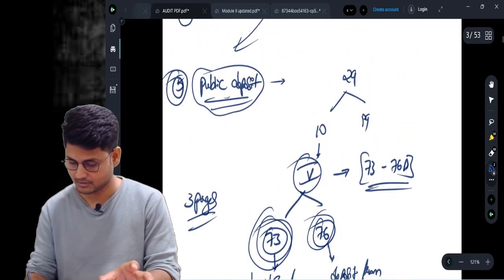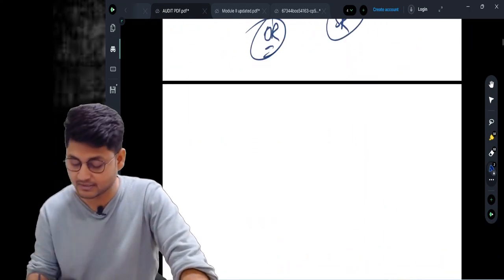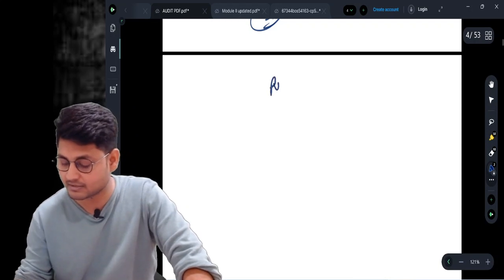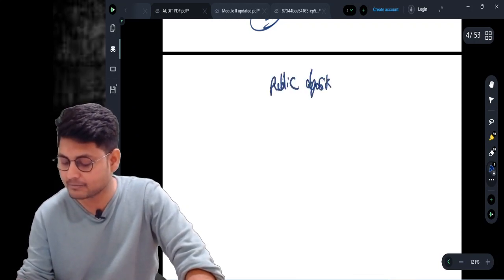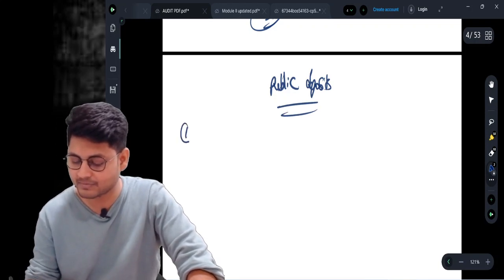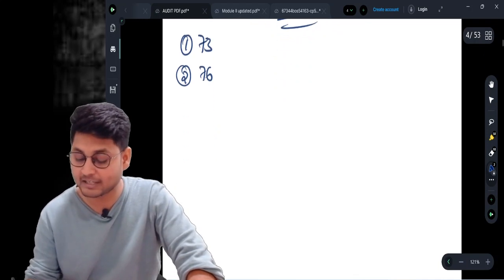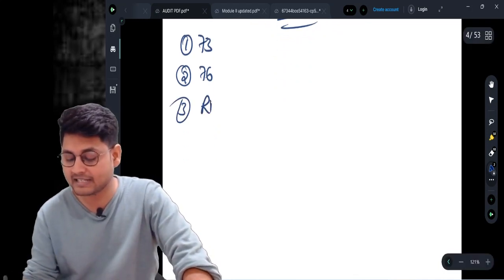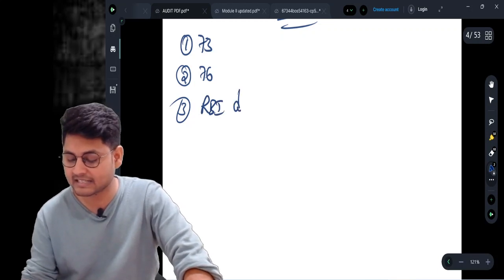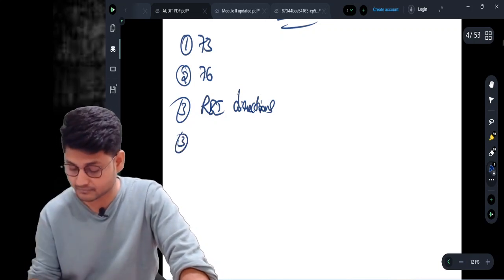After this I am going to give you the notes. First let us discuss public deposits. Just now I told you what is to be completed regarding public deposits. Section number 73 is to be completed, section number 76 is to be completed, and along with that, as these are called deposits, RBI directions shall also be complied with.